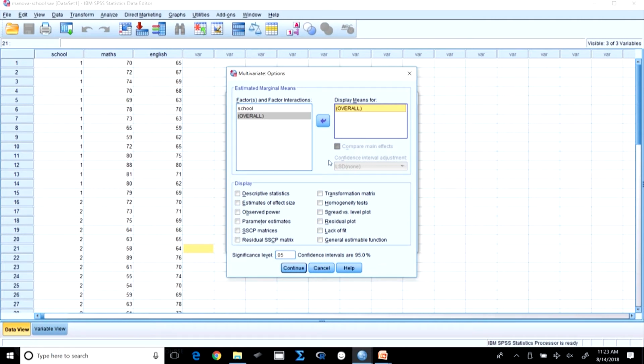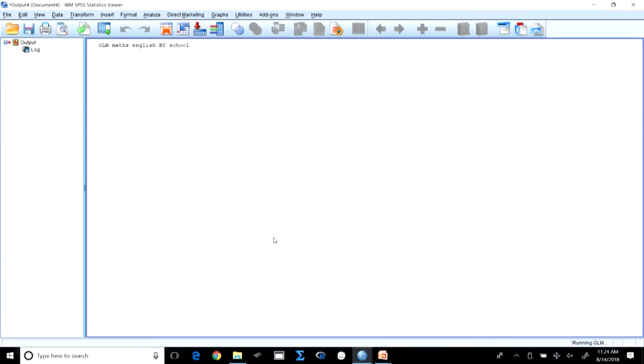See, this is not coming, why? Because the interaction effect is not required here, only the main effect of school will be shown to you, nothing else. So, you take the estimates of effect size, the eta square, homogeneity and observed power of the test. What is the significance level? You may change it if you want, but here it is only 5%. Now, let us run it.